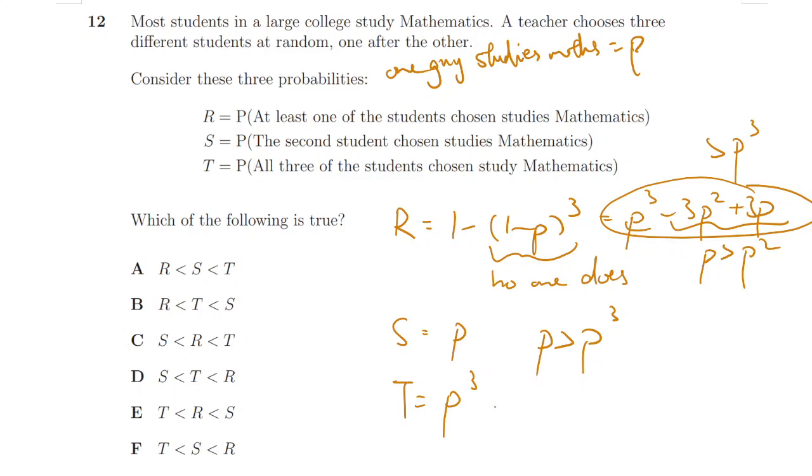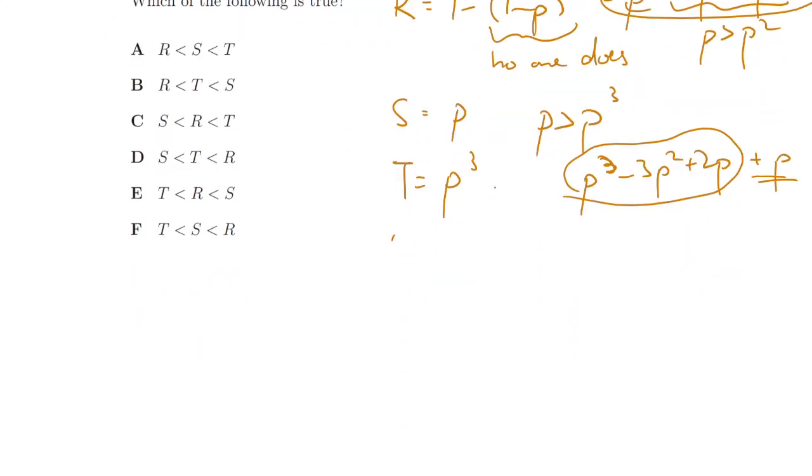Let's try to separate this expression into P cubed minus 3P squared plus 2P, plus P. I'm deliberately doing this, so then I get a P here. What I'm going to do is prove to you that the first part is positive. If the first part is always positive, then this whole thing is definitely bigger than P. So let's factorize this cubic. It factorizes into P times P minus 2 times P minus 1.